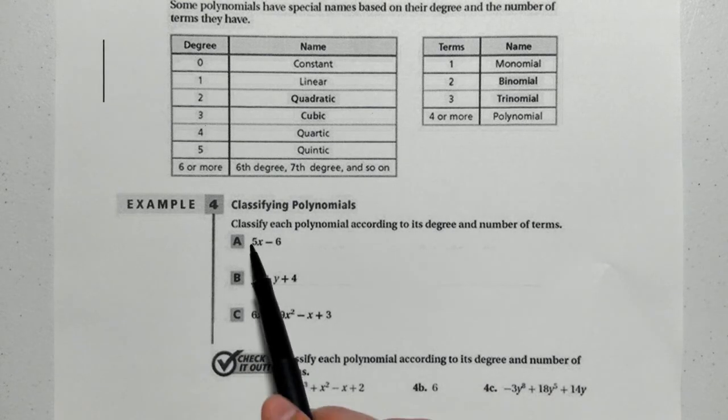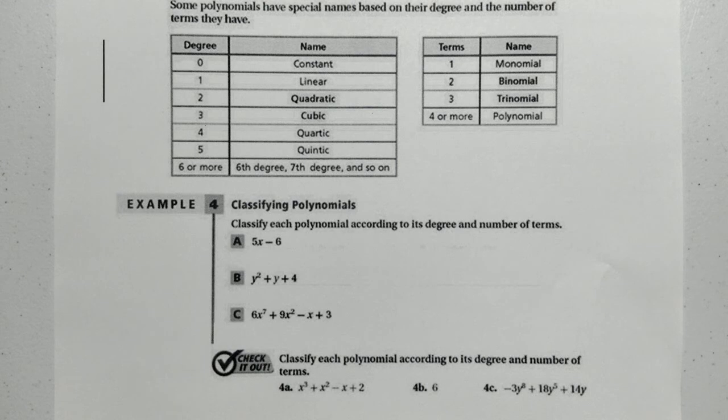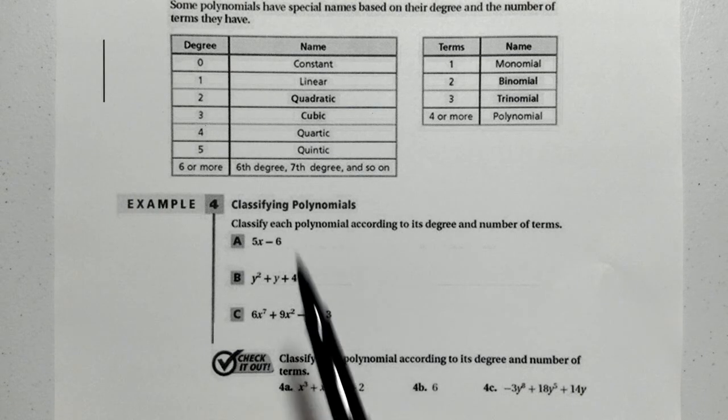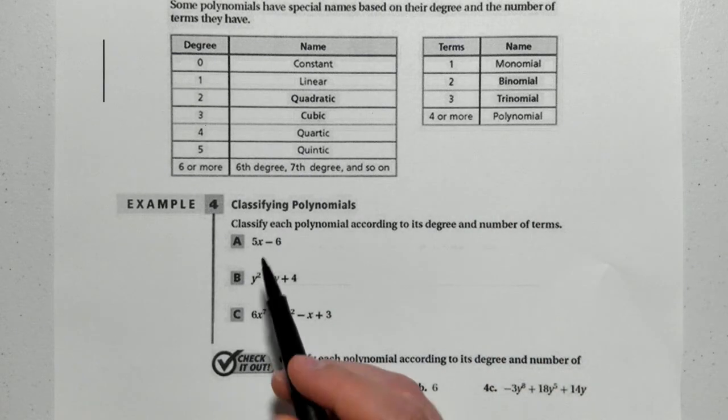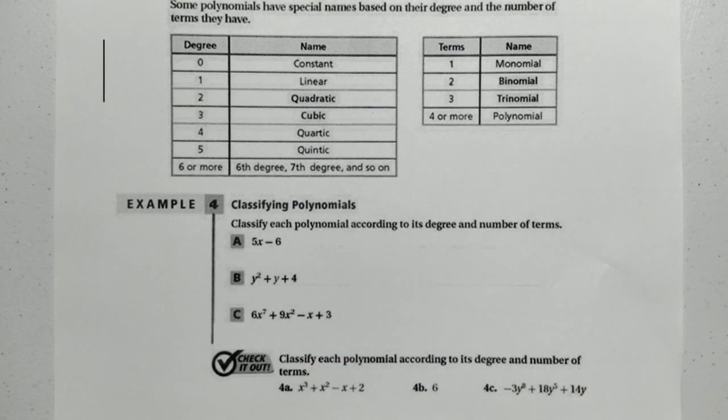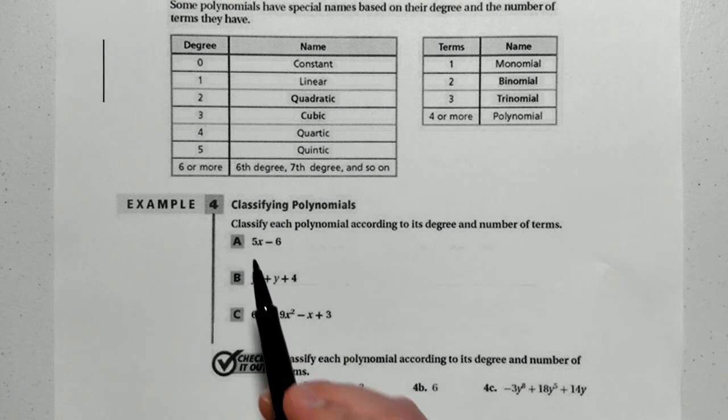So for number 4, we're going to classify each polynomial according to its degree and number of terms. So first, we're going to look at the degree, then the number of terms to help identify what kind of names we have. Okay? So our first example is 5x minus 6.